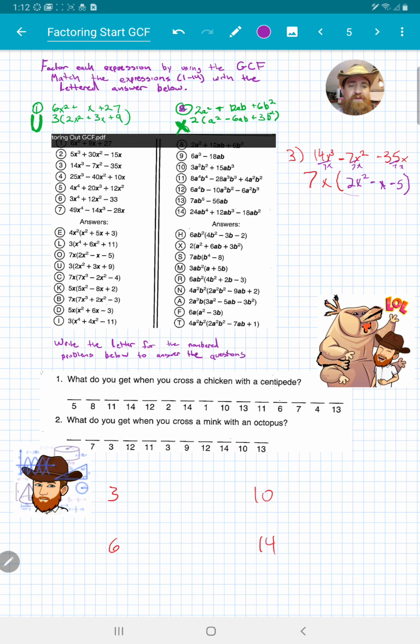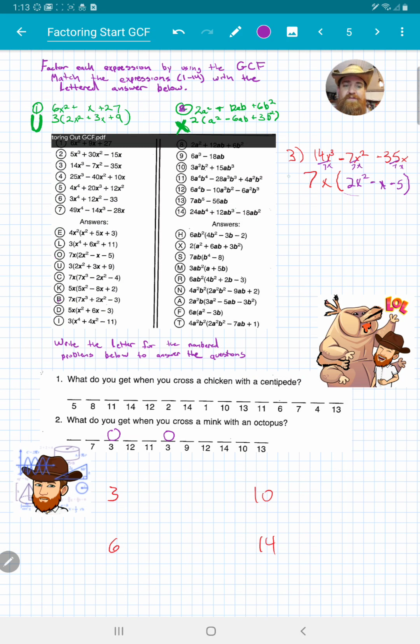7x times 2x squared minus x minus 5. When we look over here to the right, notice that there are 2 letters that have a GCF of 7x. Be careful, there are a few of these like that. There's only one right answer though, and it's O. So 3 is an O, and I'll go ahead and put an O everywhere I see a 3. O, O, maybe that's it.